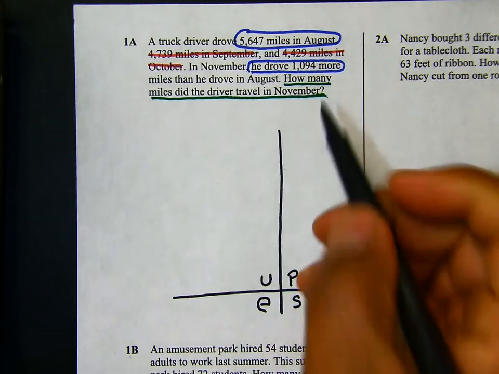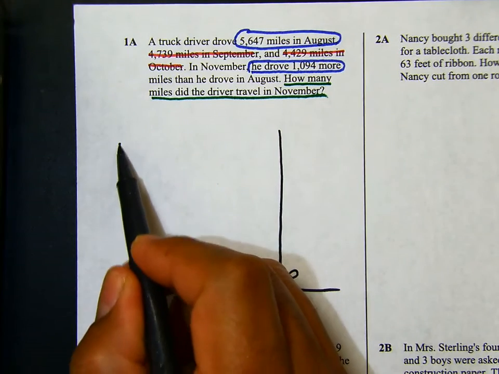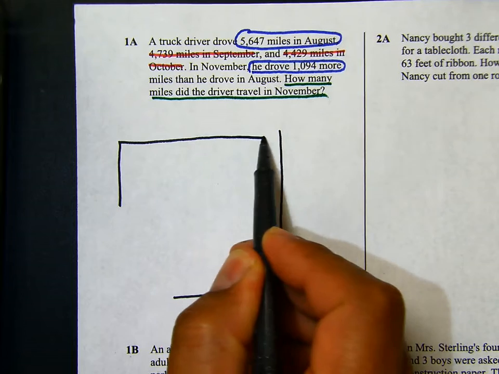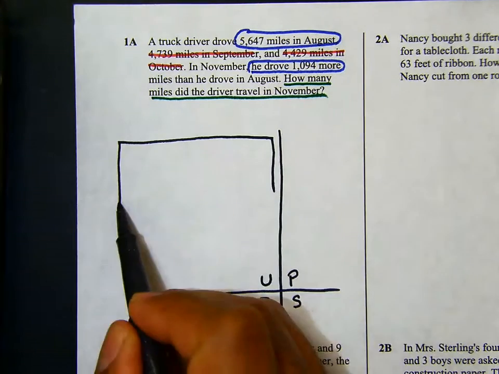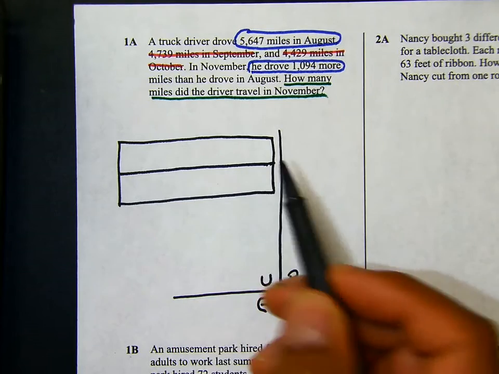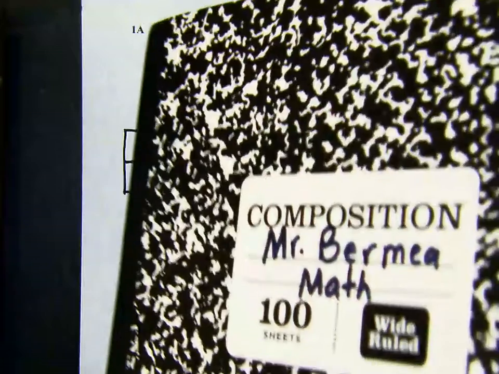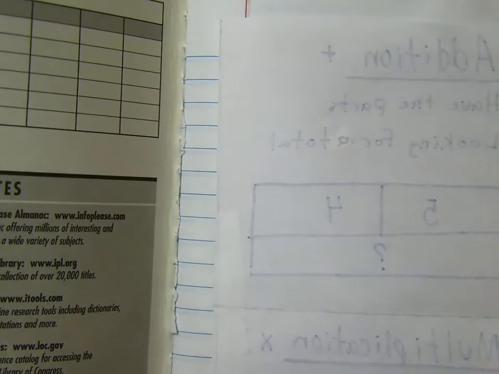Now, to help us understand what it is that we're going to be doing up here, we're going to create a strip diagram. That is going to help us create our equation. This is where our graphic organizer comes in. We're going to get our journal and go to our graphic organizer.